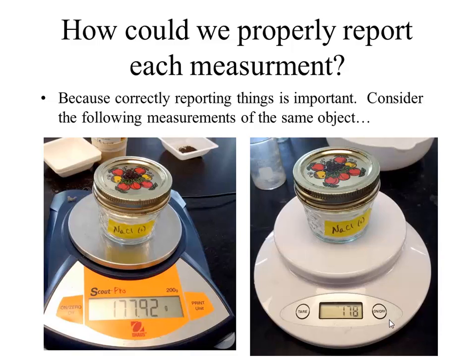Each measurement is perfectly fine, but when you're recording it, you need to record it appropriately. So you would record your O-house balance as 177.92 grams, plus or minus 0.01. You would record the kitchen balance as 178 grams, plus or minus 1. Okay? So it's important to report what you know.